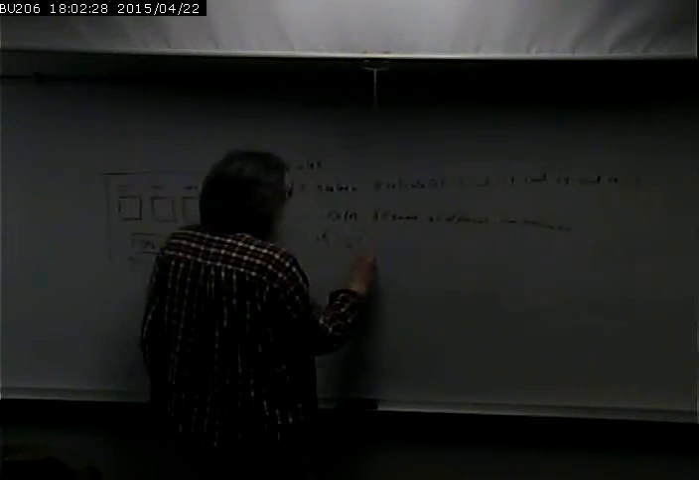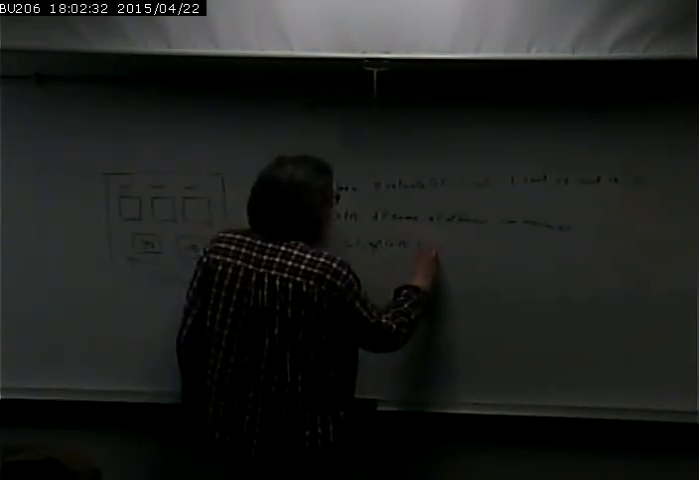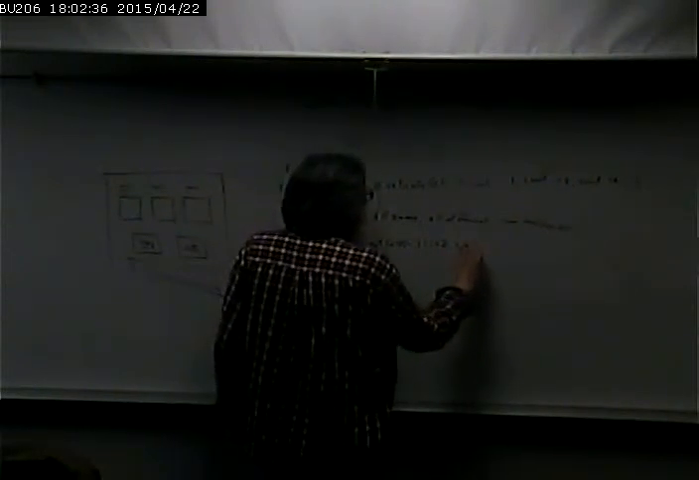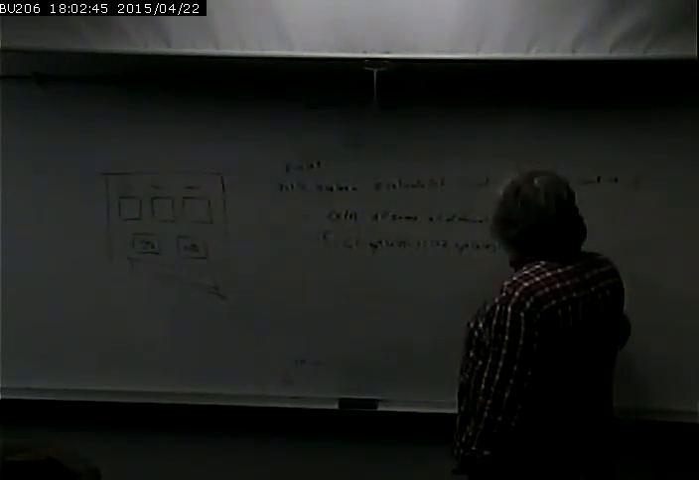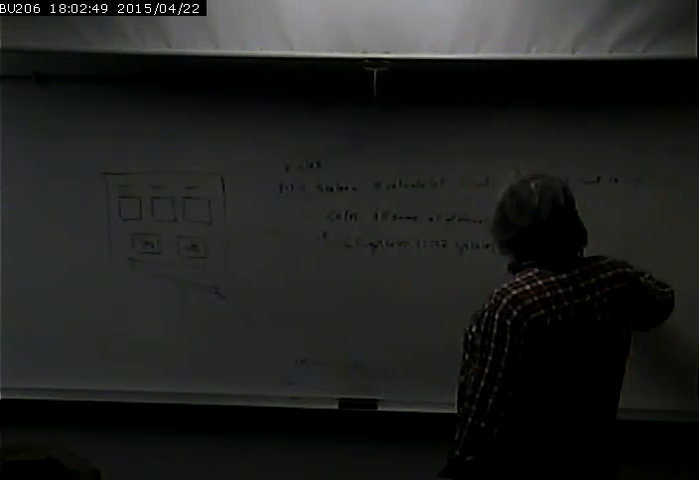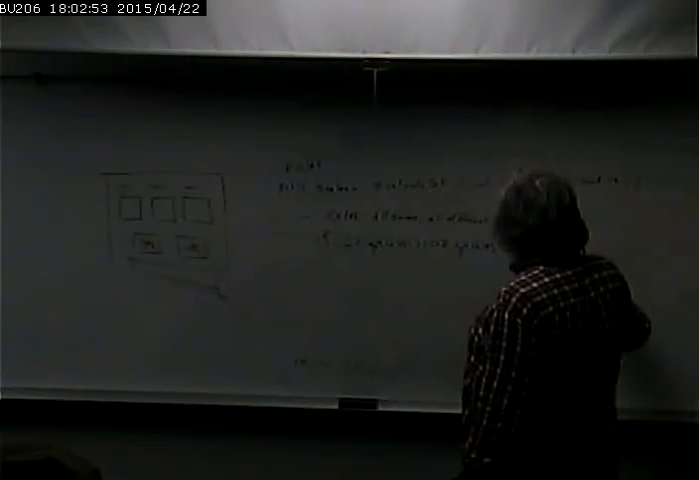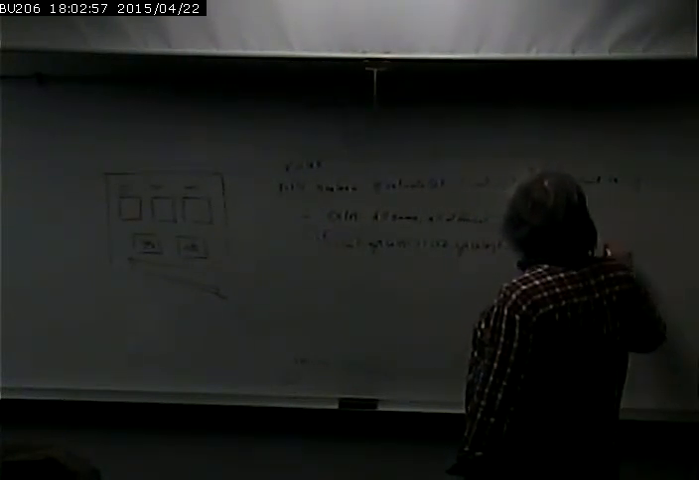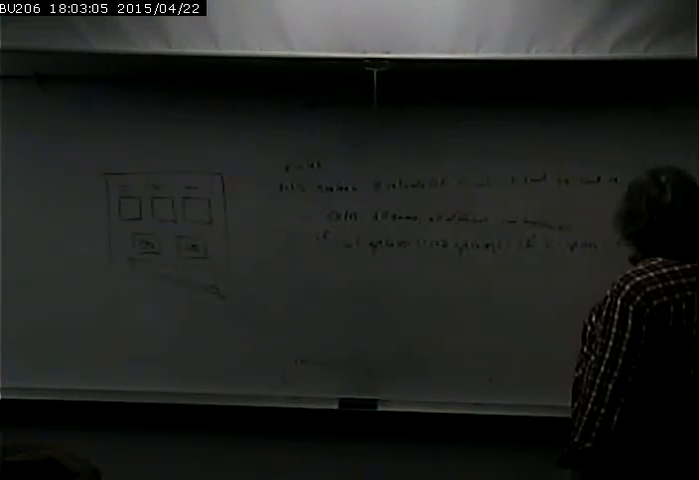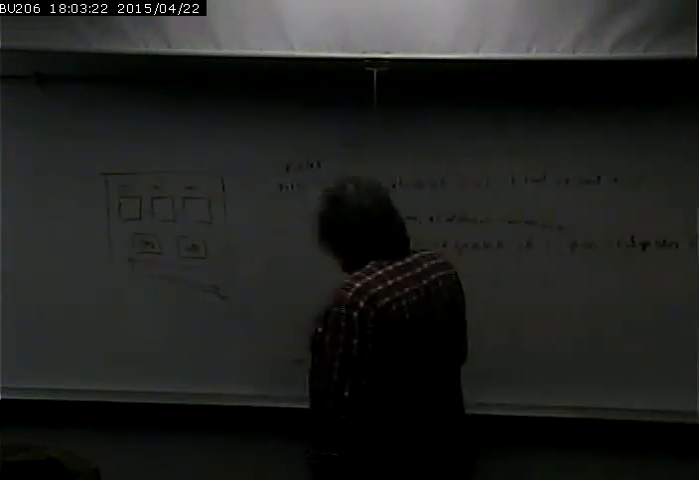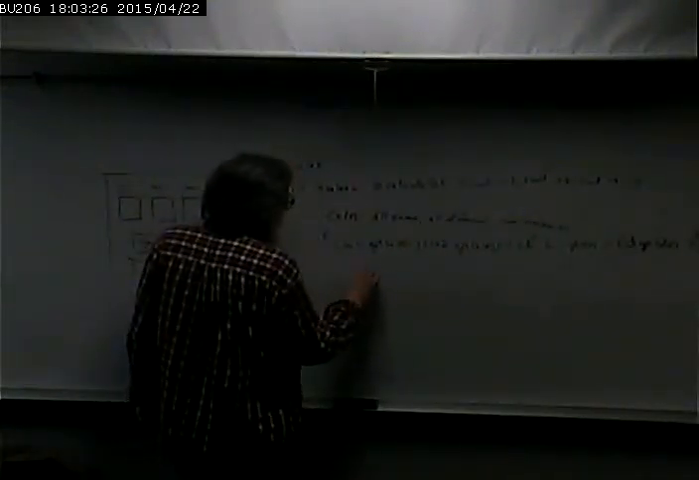If C1 get color equals C2 get color, and C1 get color equals C3 get color, and C2 get color equals C3 get color. If all these are the same, then the colors are all the same.